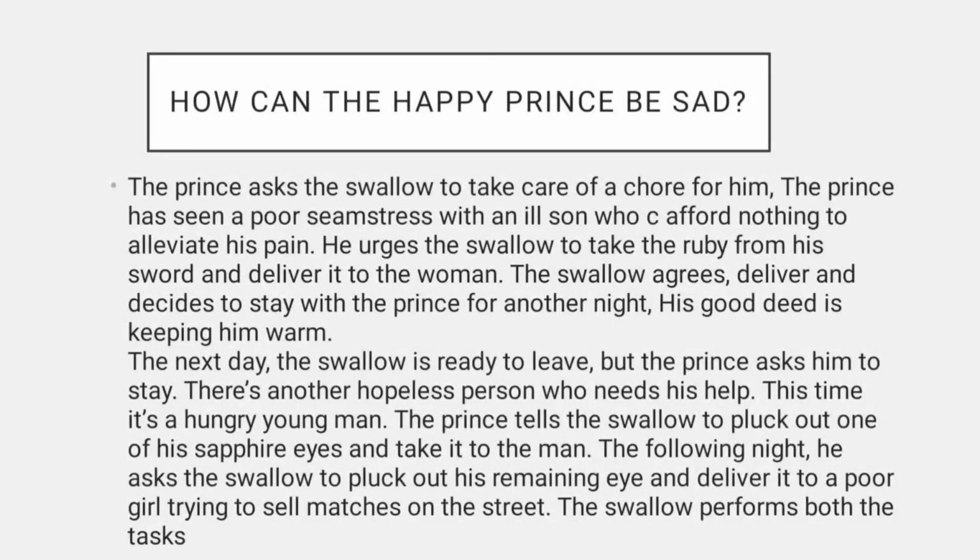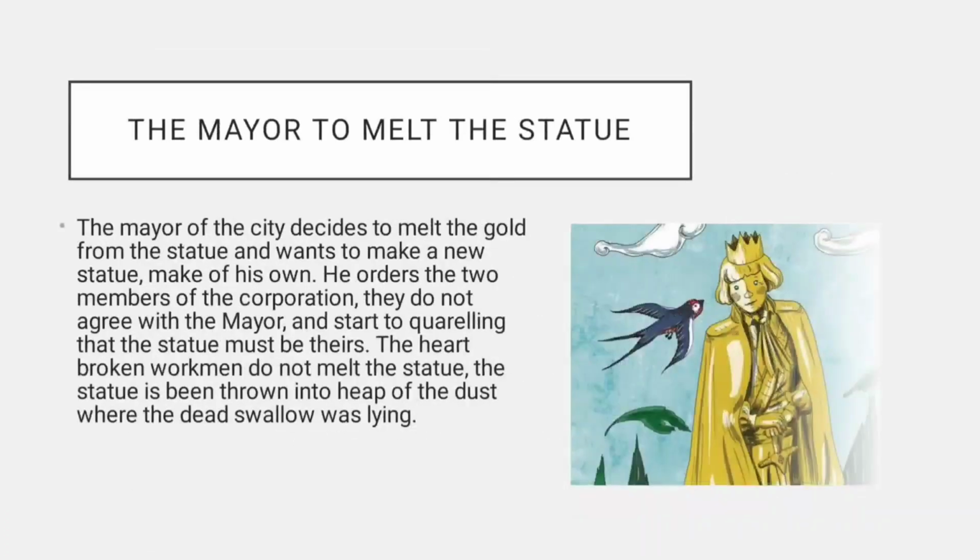He is liking it. The next day the swallow is ready to leave, but the prince asks him to stay. There is another hopeless person who needs his help. This time it's a hungry young man. The prince tells the swallow to pluck out one of his sapphire eyes and give it to the man. The following night he asks the swallow to pluck out his remaining eye and deliver it to another poor girl who is trying to sell matches on the street. The swallow performs all the duties allotted by the prince.